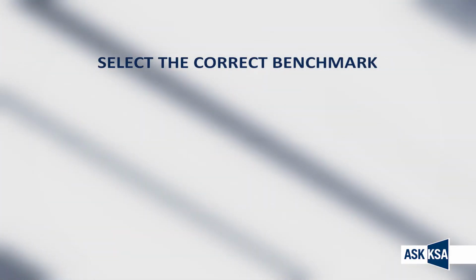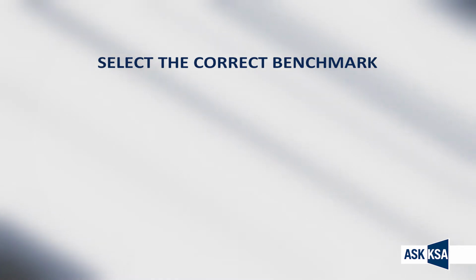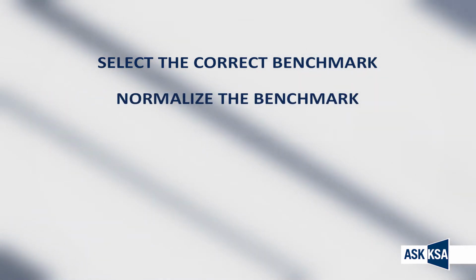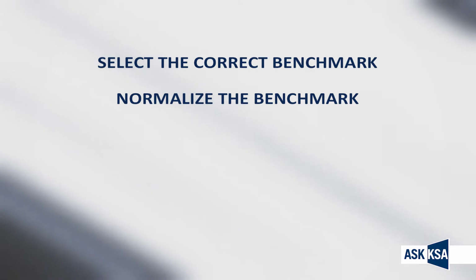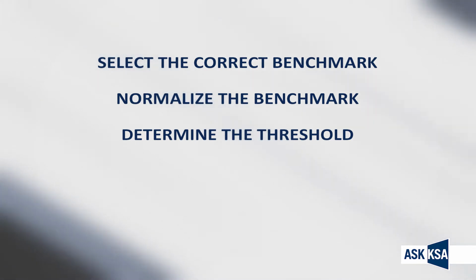Overall materiality is based on the users of the financial statements. Select the right benchmark for those users. Normalize the benchmark for calculating overall materiality if necessary. Determine the threshold to be used. Unless there is a reason to be at the low end of the range, start with the top end.